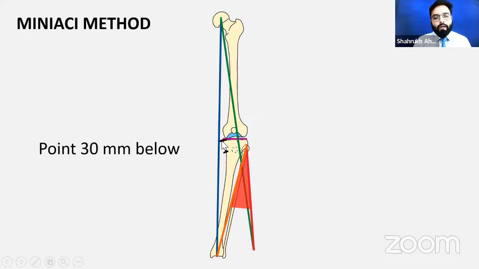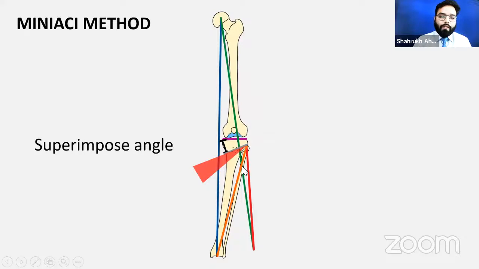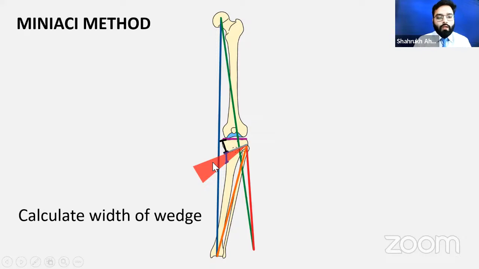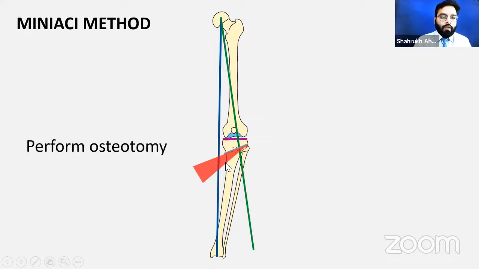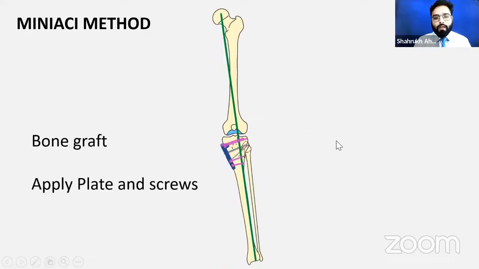Next, we take a point which is at least 30 millimeters below the medial tibial plateau and join this point to the hinge point. This is the proposed osteotomy site, and the angle is superimposed for correction. This is the correction angle which has been superimposed. The width of the wedge which is required for bone grafting is calculated. The osteotomy is performed through this gray line, and the wedge is opened and the limb is aligned to the new mechanical axis. Bone graft is placed and appropriate plate or screws can be applied to stabilize this.